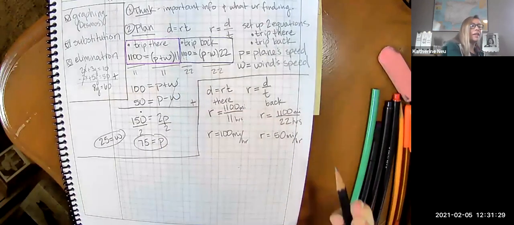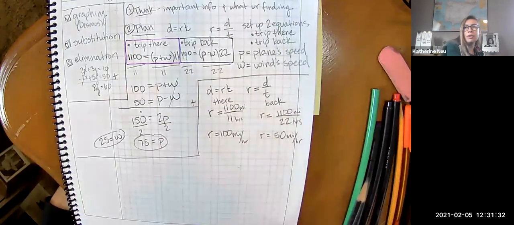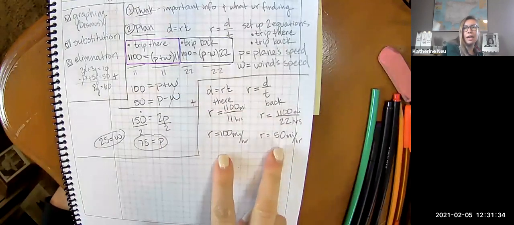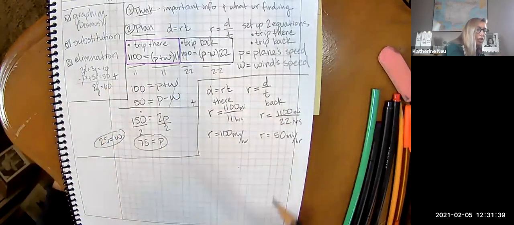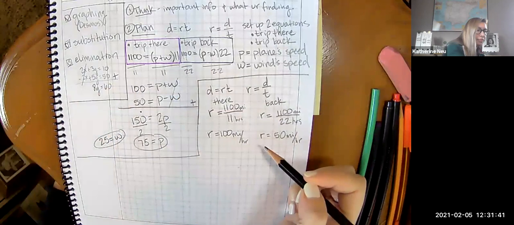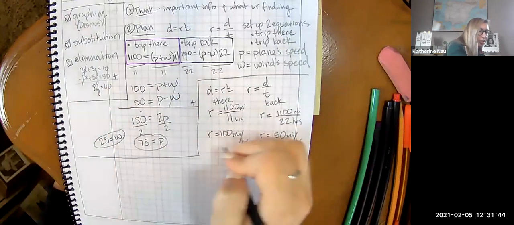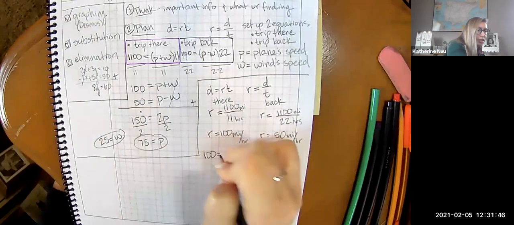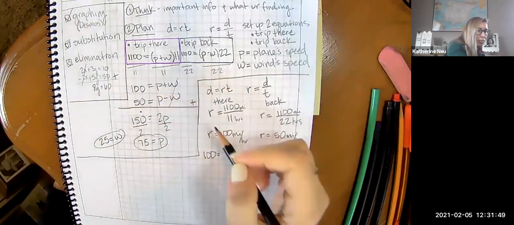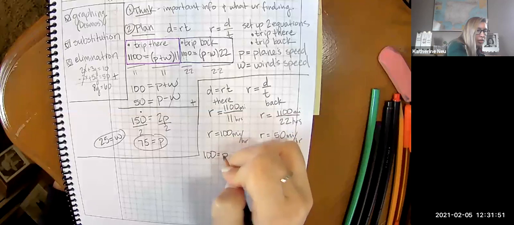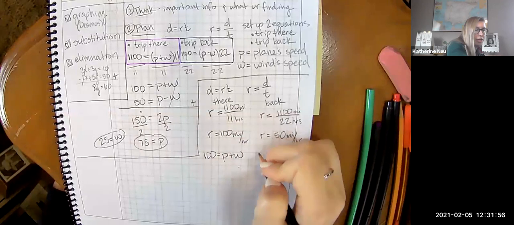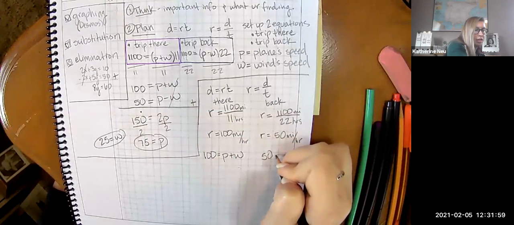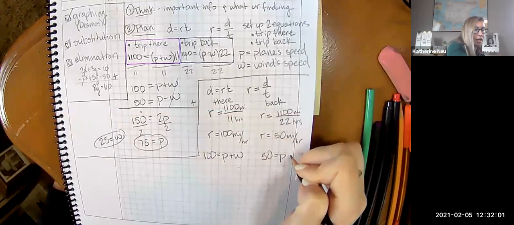Okay. And then again, you're setting these up again, right? But now you've just found the rate there, you found the rate back. Now we're just going to set these up into these equations and find those. So my rate there is 100 miles per hour, is my P plus W, my plane plus the wind working together, and my rate back was 50, my plane and the wind working against me.